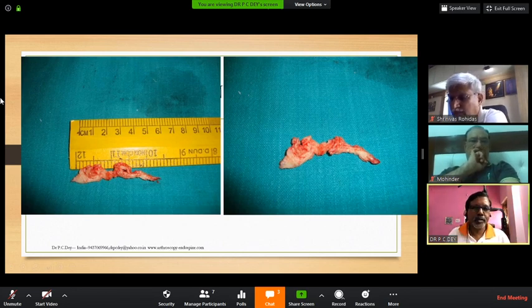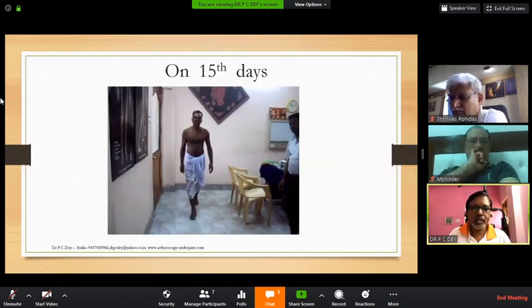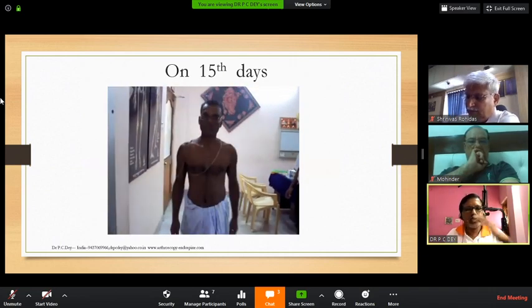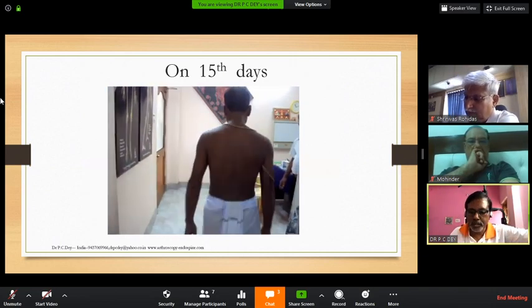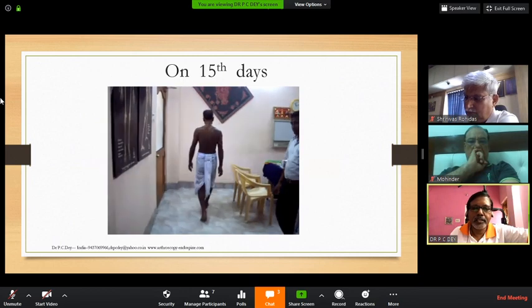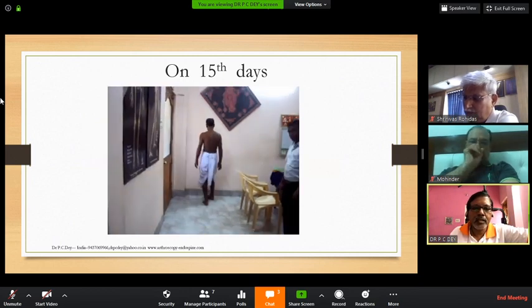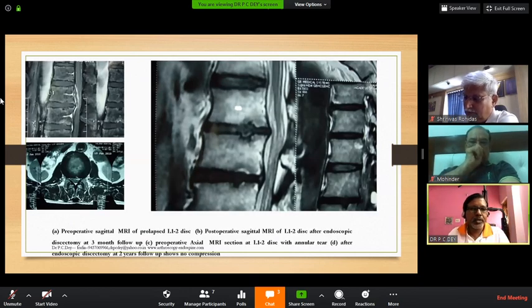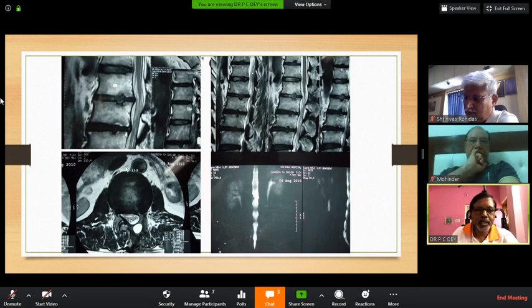We removed about 6 to 7 centimeters long, and after 15 days, the patient is walking without any deficit of anything. That is the beauty of the surgery. So this is the post-op MRI. This is the pre-op of disc herniation, a huge disc, and the post-op MRI. There is a complete removal of the disc, and there is a shrinkage of the annular tissue. And this is the post-op again. There is a quite glistening structure here in the axial view.